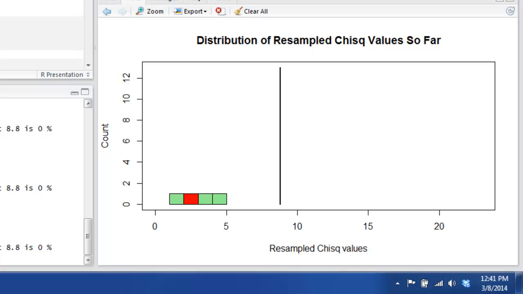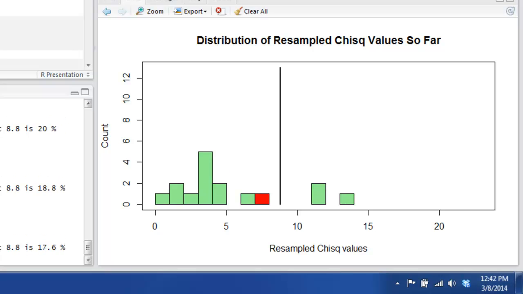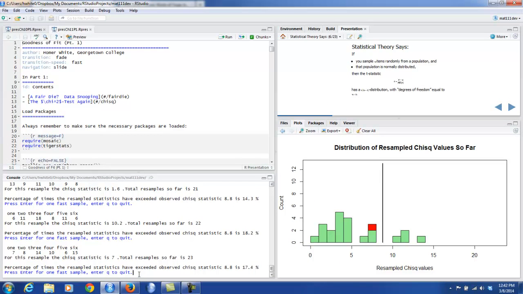Looking over into the plot window, we see the histogram beginning to take shape. This is a histogram of those resampled chi-square values. We've done 4 of them so far. The most recent one is in red. Let's continue. Notice that sometimes we are exceeding 8.8. I'm probably going to keep at this for a while, so if you like, you could go chill out somewhere.